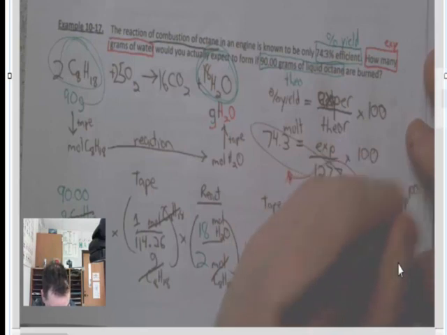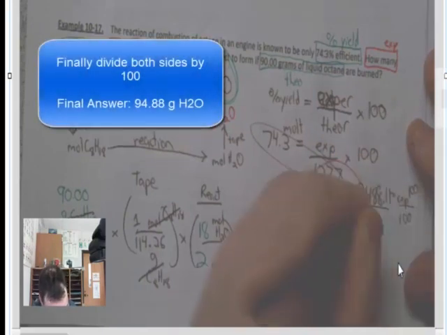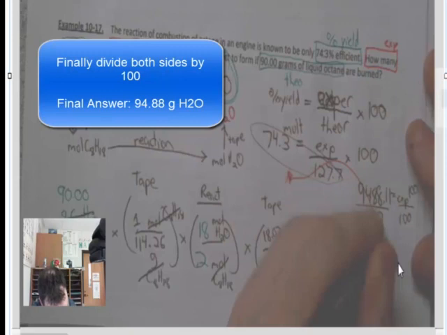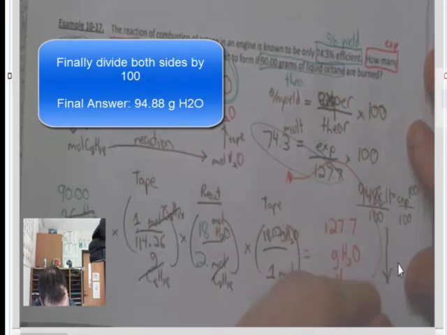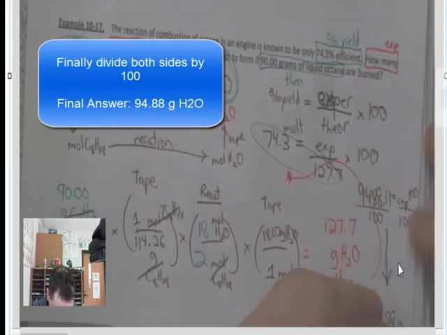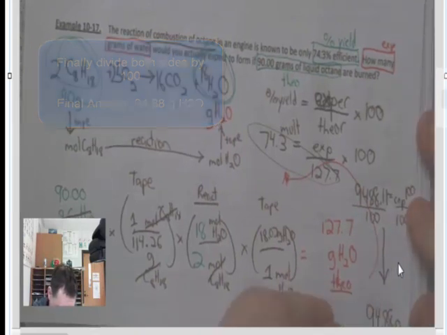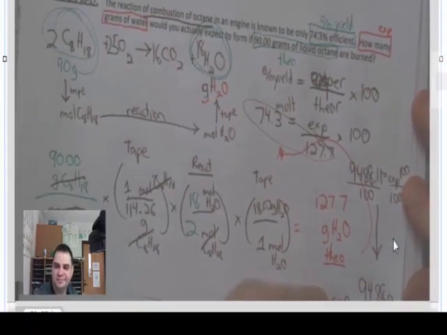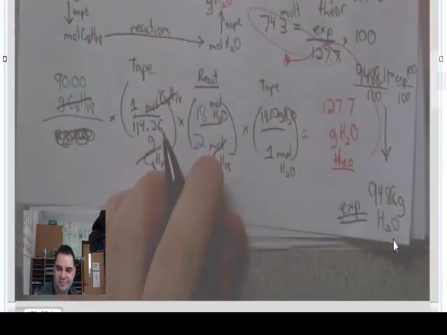So now I divide by 100. Then I can do that in my head. And I end up with a final answer of 94.88 grams of water in the experiment, which was easily done. Okay, you guys are champions. The legend is out.